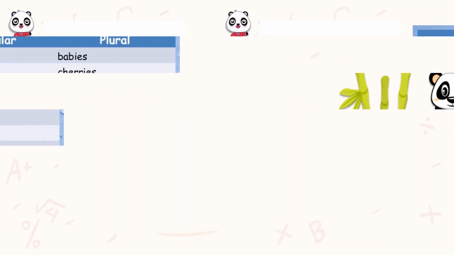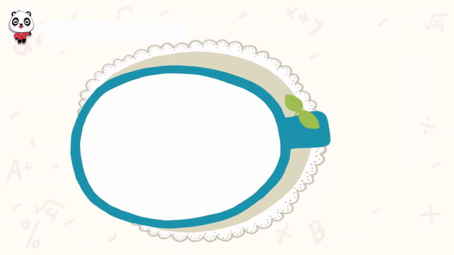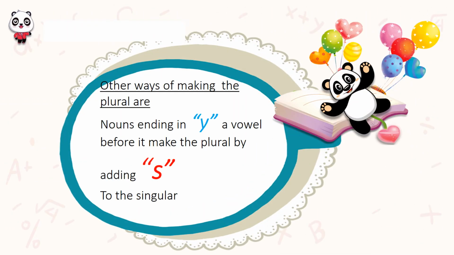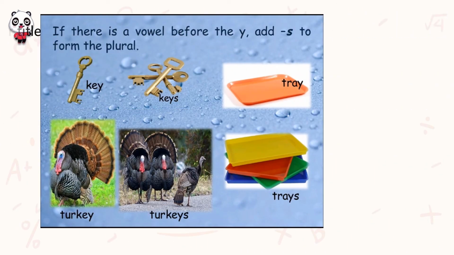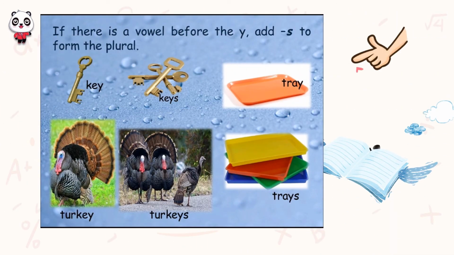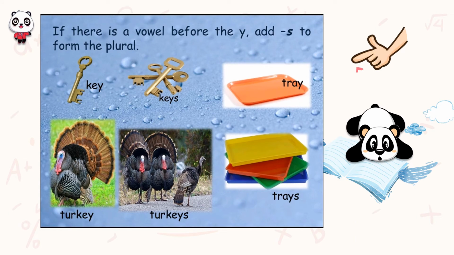There's another rule. If any noun ends in y with a vowel before it, make the plural by adding s, not ies. Let's see. Here are some examples. Key, keys. Tray, trays.